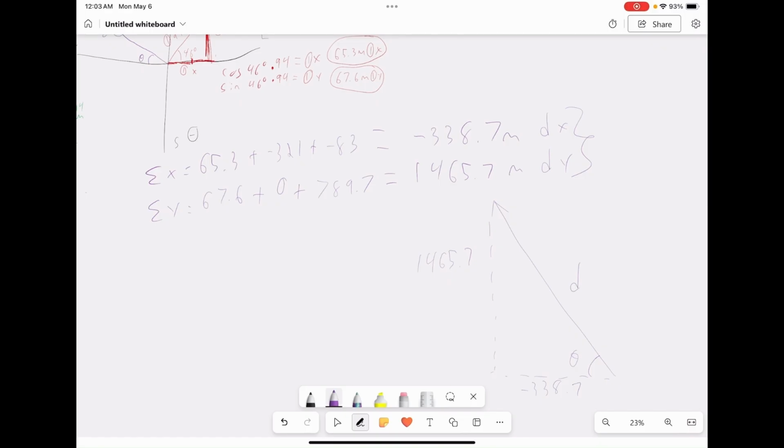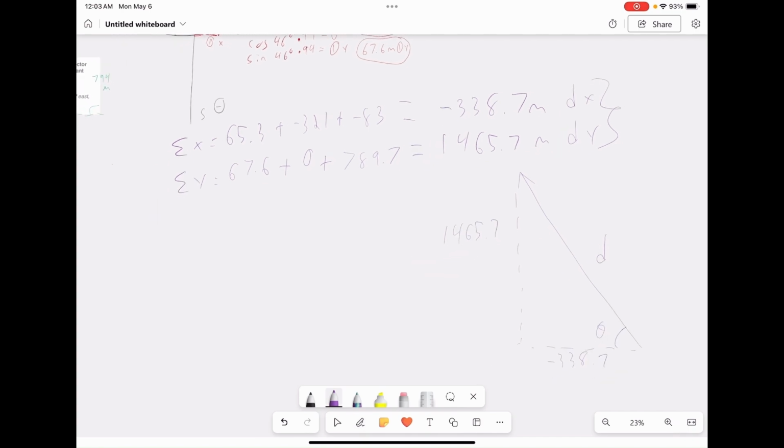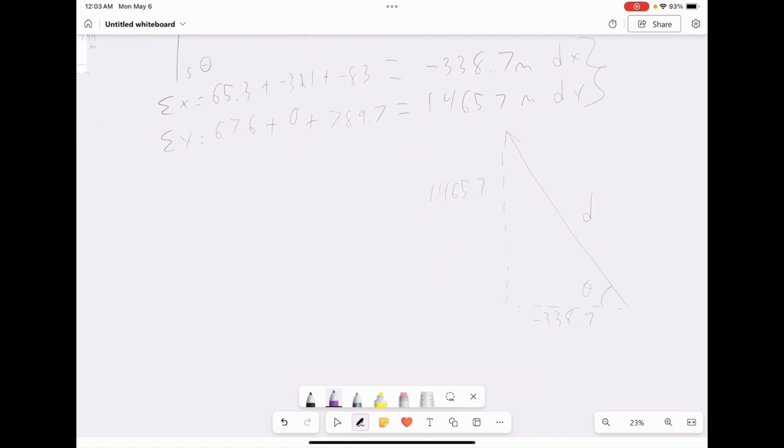Okay, so let's go ahead and try this out. We're going to use the Pythagorean theorem to find d first. You can do this in either order again. I will say a squared plus b squared equals c squared. C is going to be this side here. A and b can be either of the other two. That's 1465.7 squared plus negative 338.7 squared equals c squared.